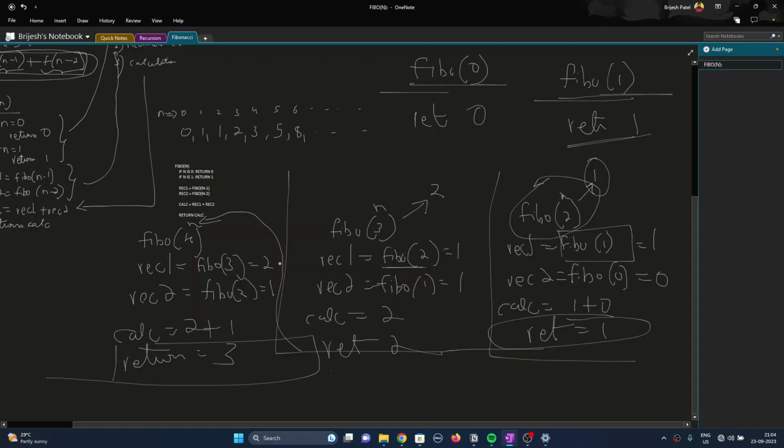That means in the Fibonacci series, the fourth place in the Fibonacci series is equal to 3. So here, this is the 0th, 1st, 2nd, 3rd, and 4th. As you can see, the fourth place in Fibonacci series is equal to 3.